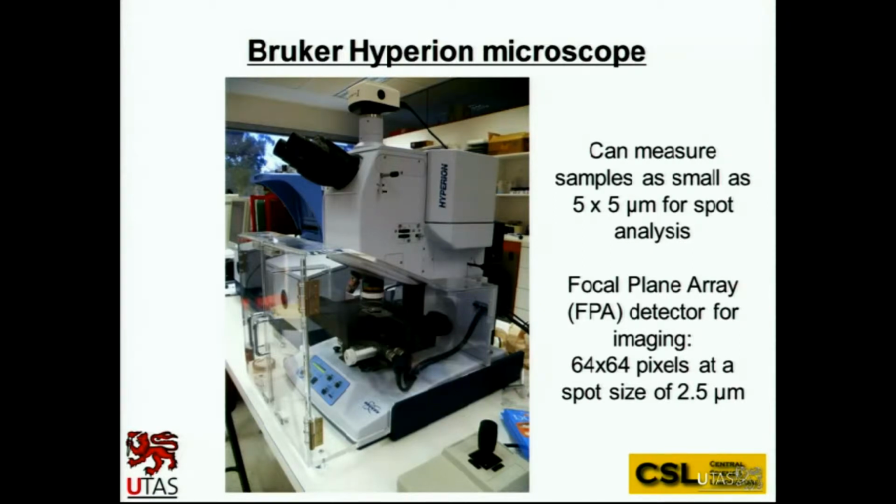And what it enables, and I'll show you an example in a minute, is that it's specifically useful for imaging, to look at the spatial distribution of certain chemicals within a sample. That's where especially the FPA detector will come in very handy.